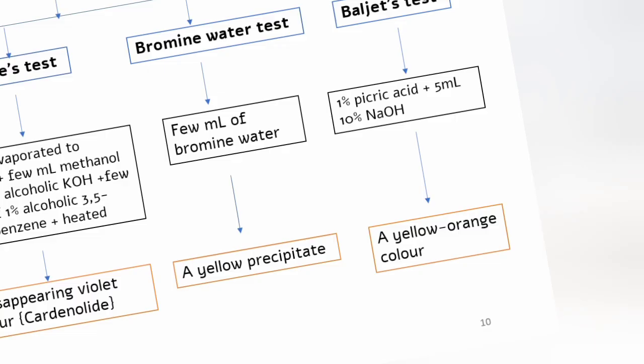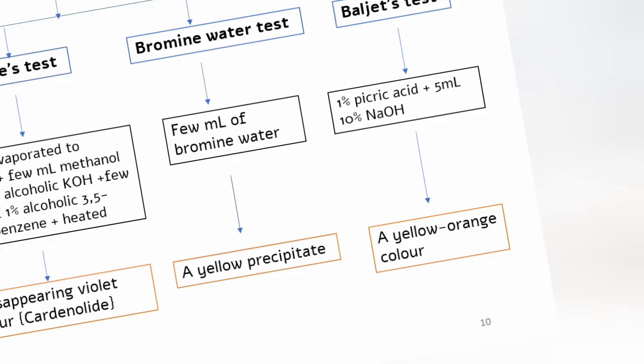While the Kedde test consists of a few milliliters of methanol and a few milliliters of alcoholic potassium hydroxide, besides a few drops of alcoholic 3,5-dinitrobenzoic acid. All this reagent is added to the extract, and if a violet color appears and then disappears, this indicates the presence of cardenolides.